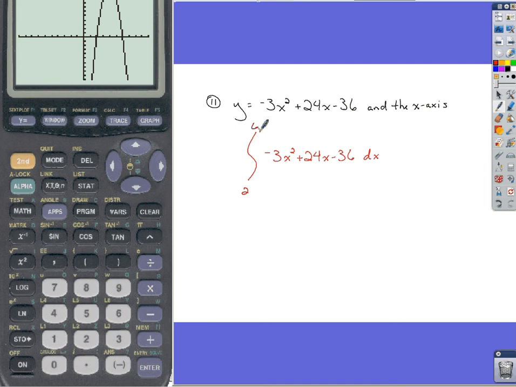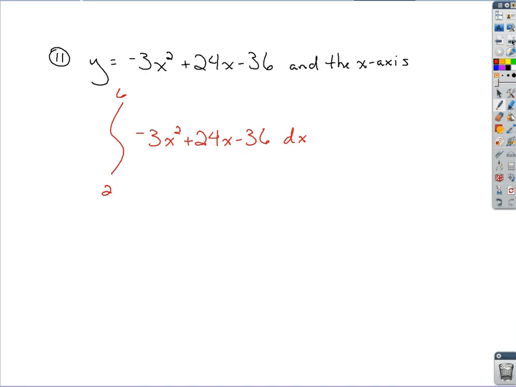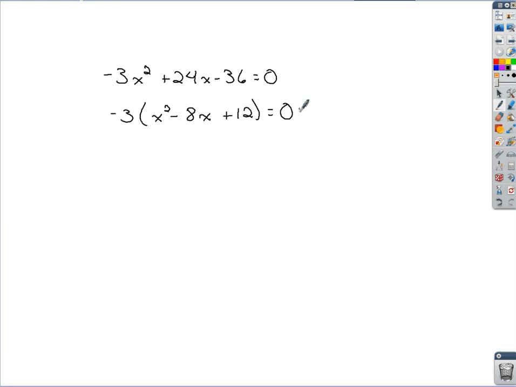Now, if you didn't have the graphing technology here, what you could also do is take this function, set it equal to 0, and find your x-intercepts that way. So where was my function again? Negative 3x squared plus 24x minus 36 equals 0. If you solve this for x, factor out the -3, and you get x squared minus 8x plus 12. All of that we set equal to 0.